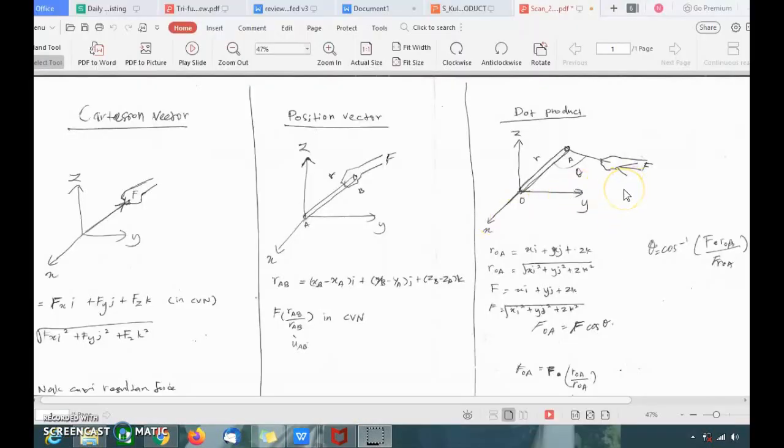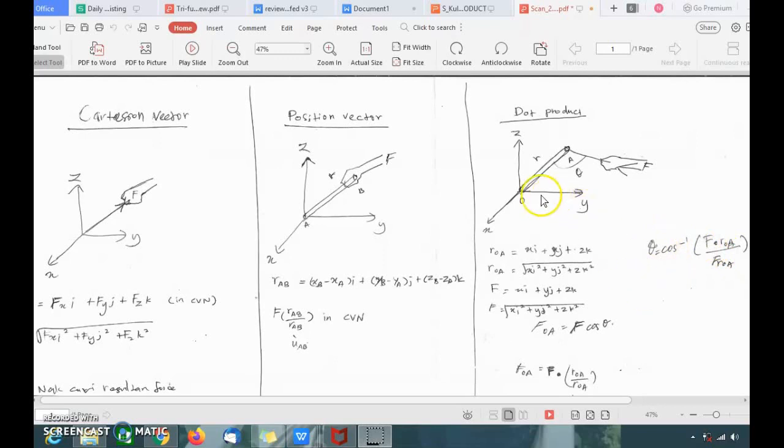For a case like this, if you want to find theta here, using the same equation, theta is equal to cosine inverse, and the dot product here is between F and R. So F dot ROA over the magnitude of F and the magnitude of ROA. Over here it is the vector F dot product with the vector ROA, over the magnitude of F multiplied by the magnitude of ROA. So please remember this.